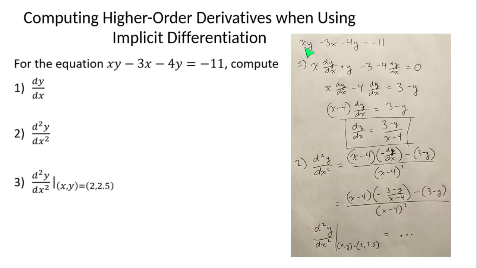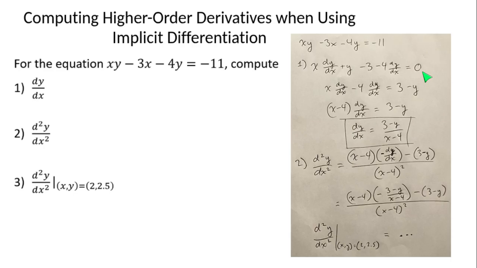Here's my derivative. I see a 1d2, 2d1 product rule situation. 1d2 plus 2d1 gets us that far. Derivative of negative 3x is going to be negative 3. Derivative of negative 4y is going to be negative 4 times the derivative of y with respect to x, dy over dx. Derivative of negative 11 is 0.